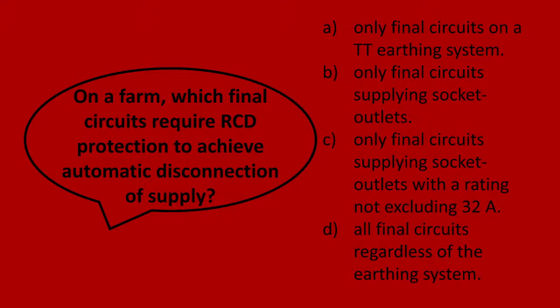Is it only the final circuits that are on a TT earthing system? Is it only the final circuits that supply socket outlets? Is it only the final circuits that supply socket outlets with a rating not exceeding 32 amp? Or is it all final circuits regardless of the earthing system?